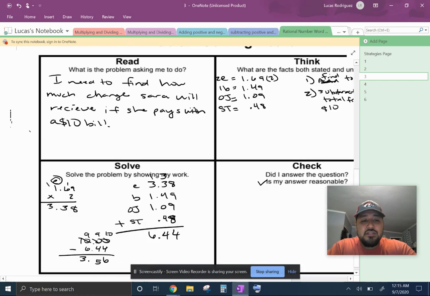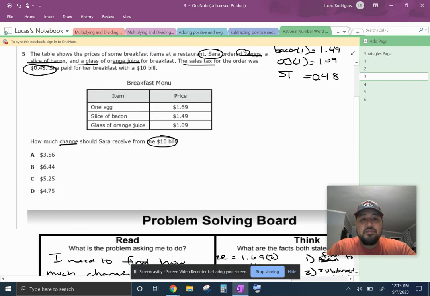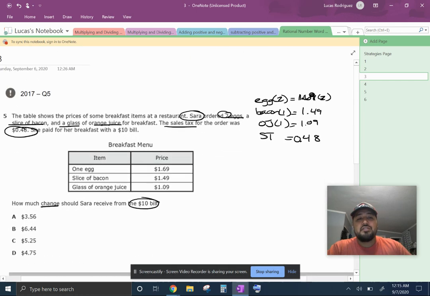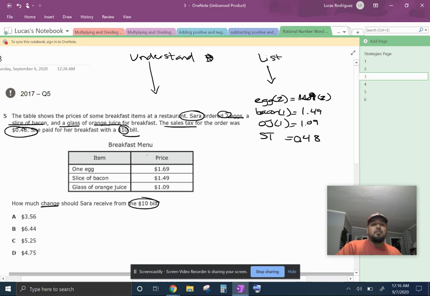356 is one of the answer choices, so I did do this correctly. Now let's talk about the problem solving that I used on this. Down here, I made a list and put everything down. I also could have drawn a picture if I wanted to, but down here I did my understand, which means understanding every aspect of the problem before I went into solving it.